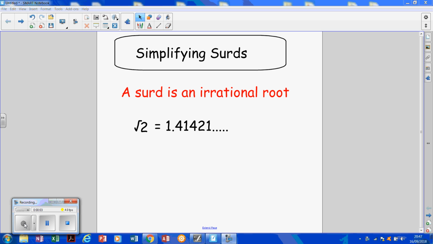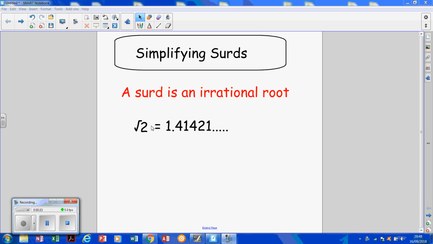A third is an irrational root. That just means it's a number where we take the square root or the cubed root or the fourth root, whatever root it may be, and it does not turn out to be an exact number. So for example, the square root of 2 is 1.41421, and it goes on and on and on.